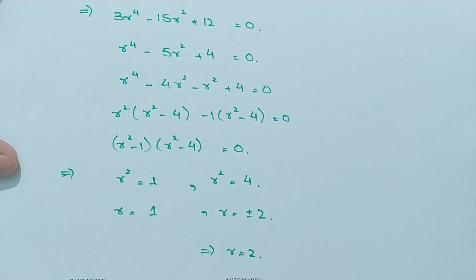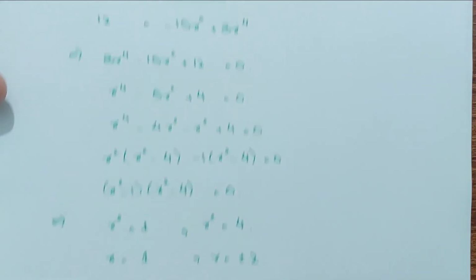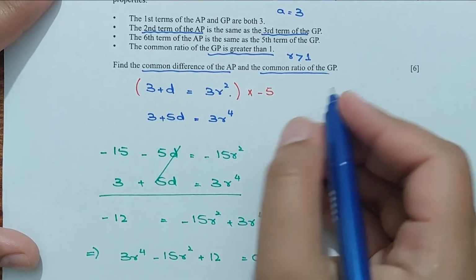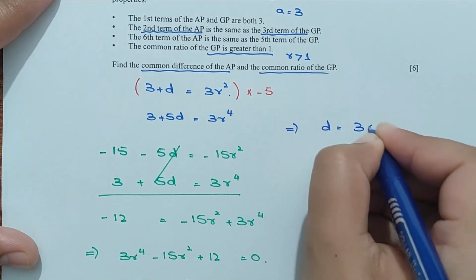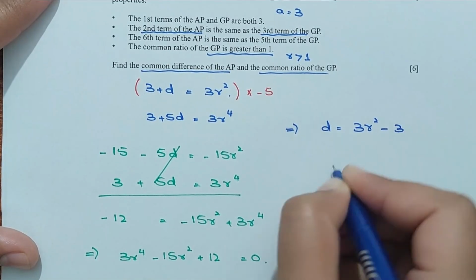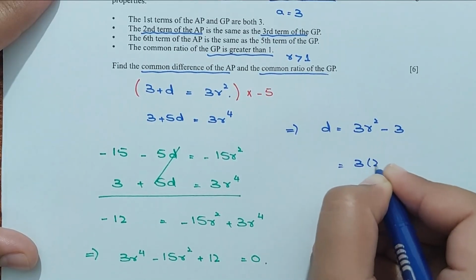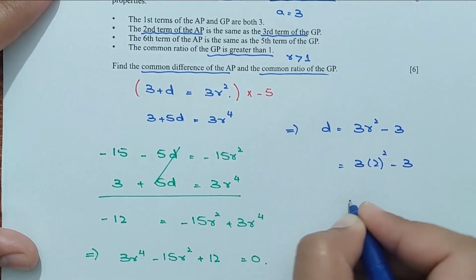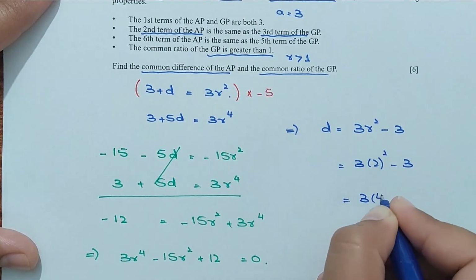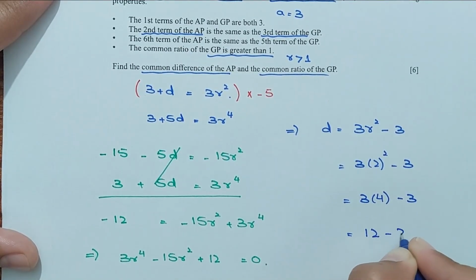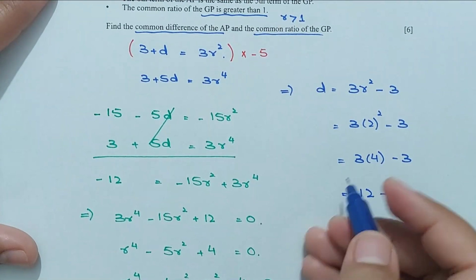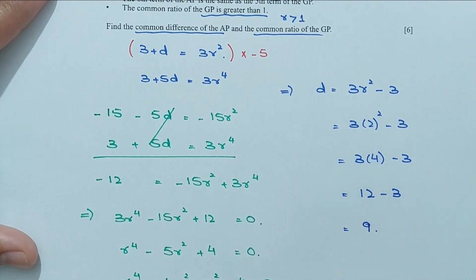So we got the value of r. Plug it into the first or second equation to solve for d. So from here, d equals 3r square minus 3. So 3 times 2 square minus 3. 2 square is 4, and 3 times 4 is 12. 12 take away 3 equals 9. So the common difference is 9, right?